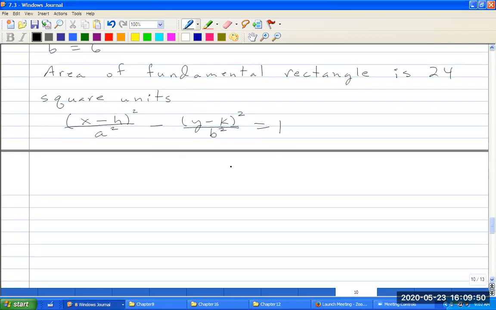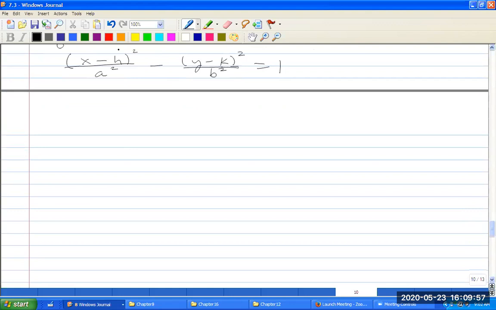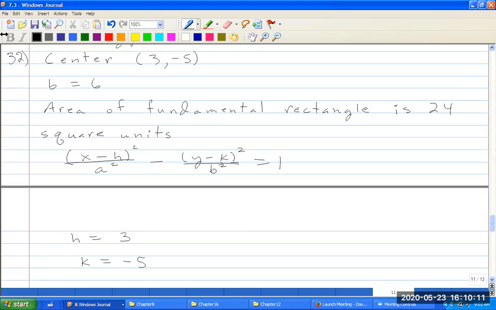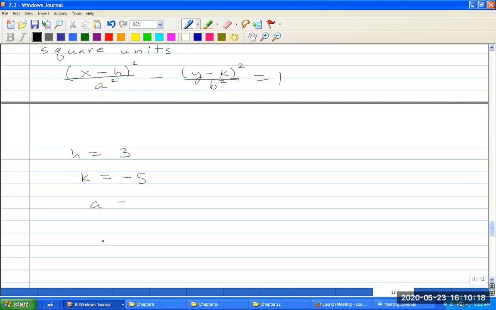I know what h and k are. They're the center. So I have that h is 3, k is -5, because they were given here in the fact that the center was at (3, -5). Let's figure out what a and b are. I don't know a yet, but I'm given that b is 6.